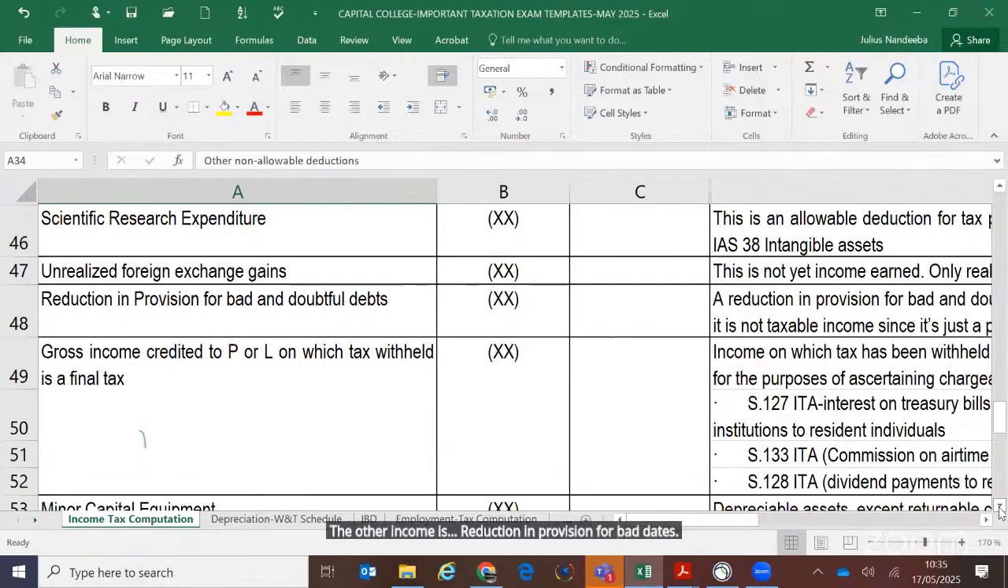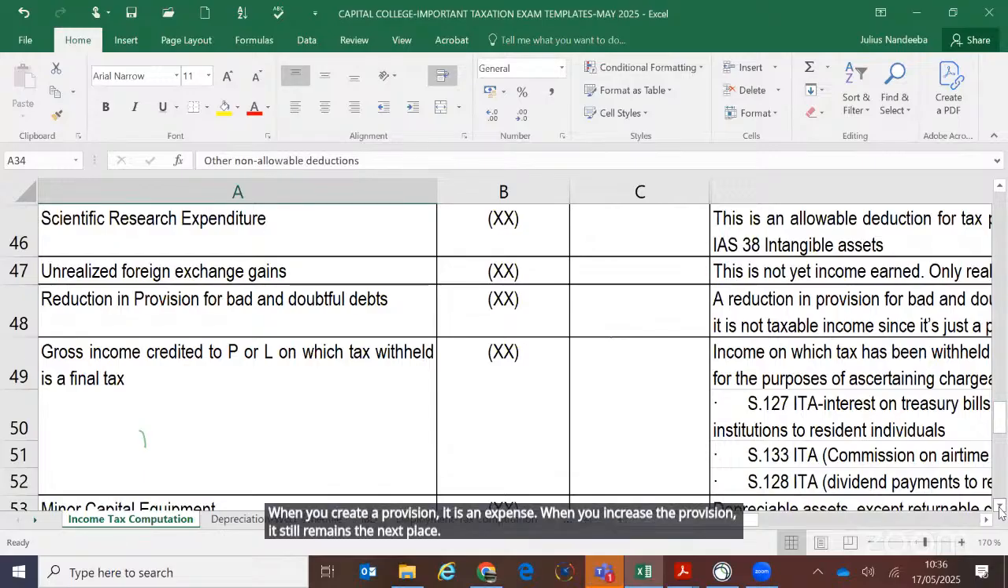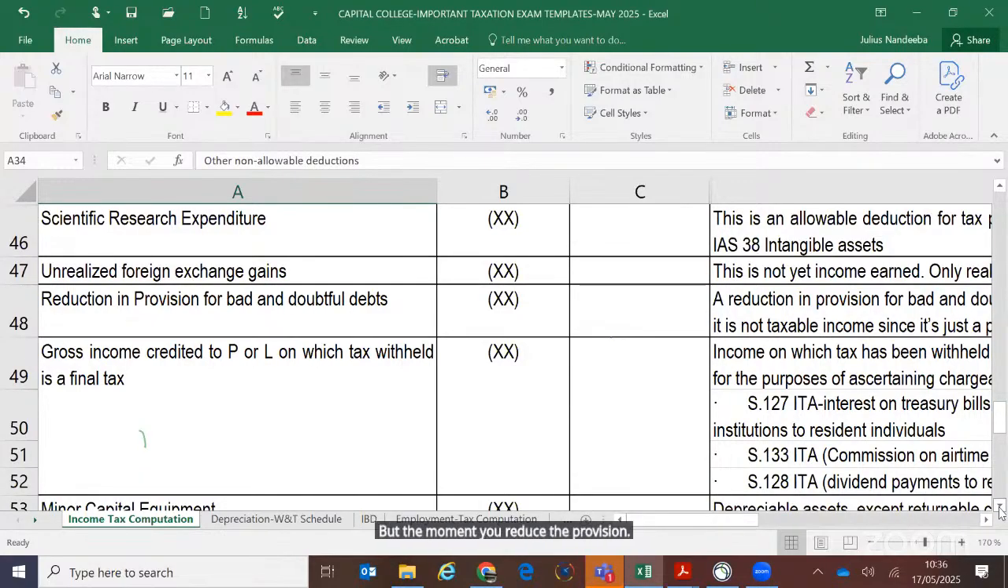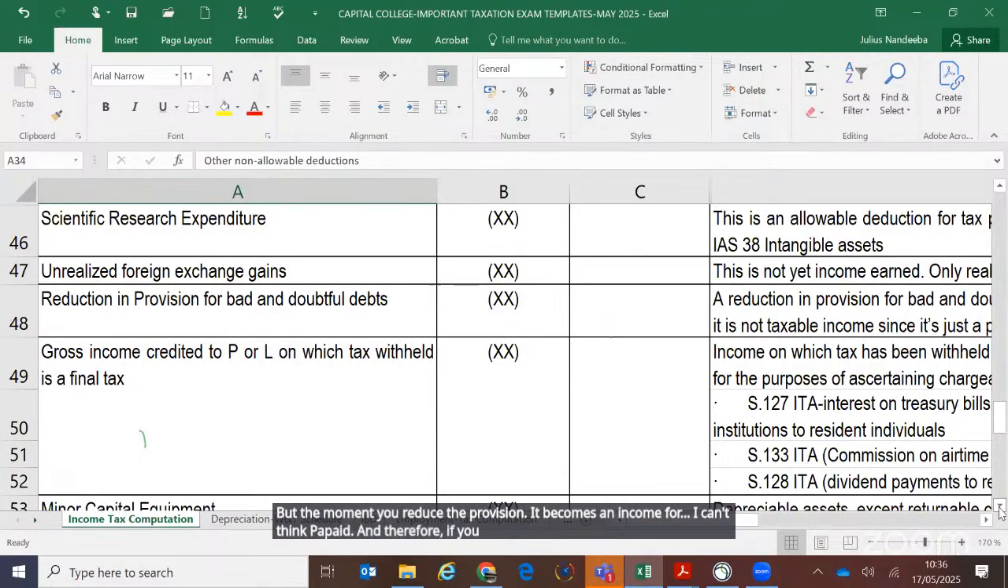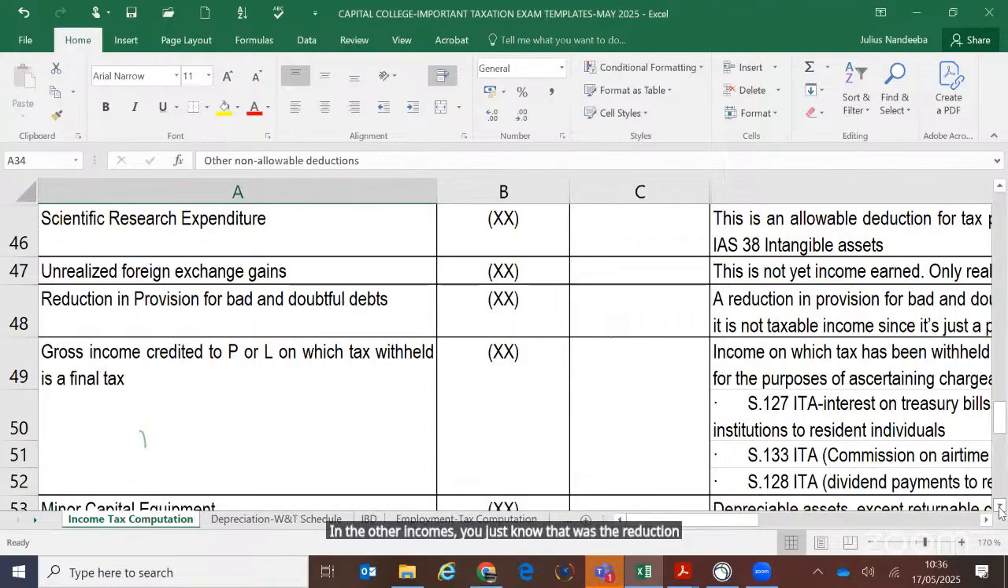I have seen students ask me: when you create a provision, it is an expense. When you increase a provision, it still remains an expense. But the moment you reduce a provision, it becomes an income for accounting purposes. And therefore, if you find a provision in the other incomes, you just know that was a reduction in provision. They are recognizing it as income, but it is not income. That's why you're subtracting it in the tax computation.